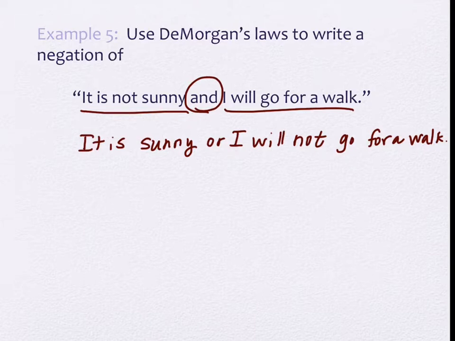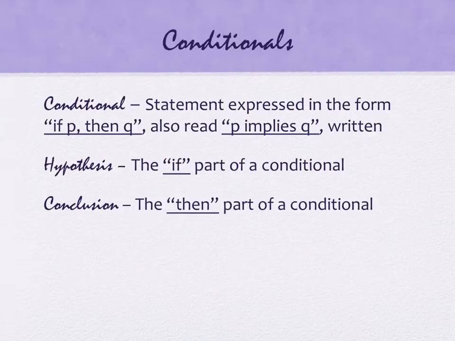All right, we have one more type of compound statement, and they're called conditionals. Conditionals are statements that are expressed in the form of if, then. They're also sometimes read P implies Q, and they are written with an arrow between them, P arrow Q. The hypothesis would be the if part of the conditional. The conclusion would be the then part of the conditional.